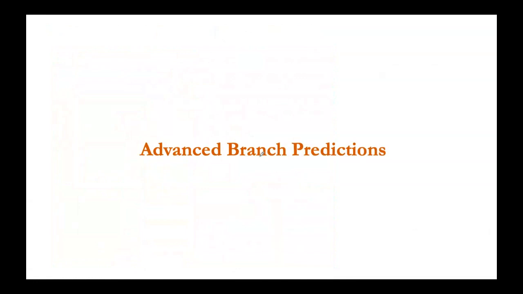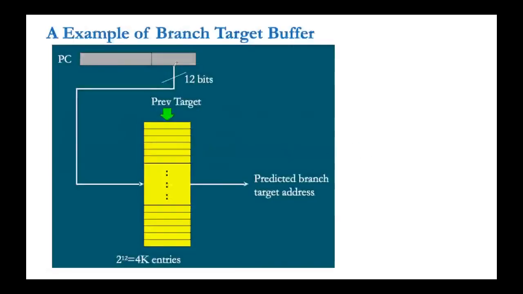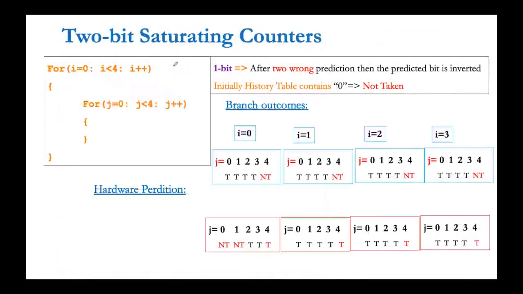By using this branch history table and branch target buffer, now how will these advanced branch predictions take place? In the advanced branch prediction, up to now, whatever we have discussed in the previous examples, let me take you to this. We have considered the 2-bit saturating counter with for loops. We have taken the for loops.